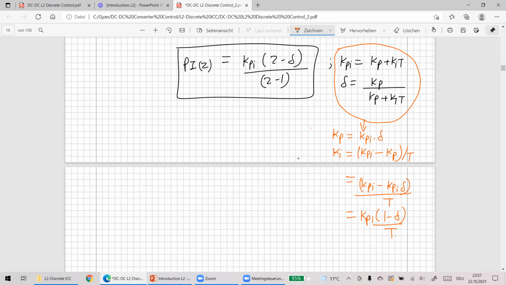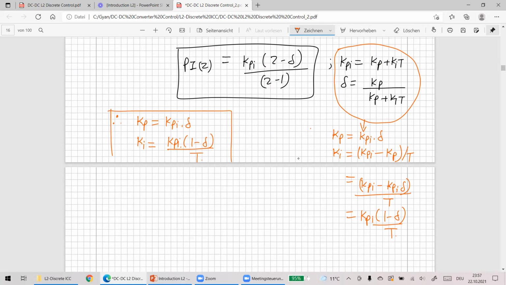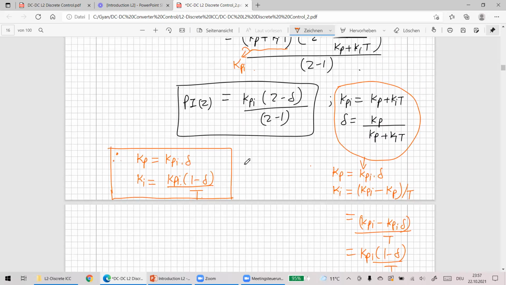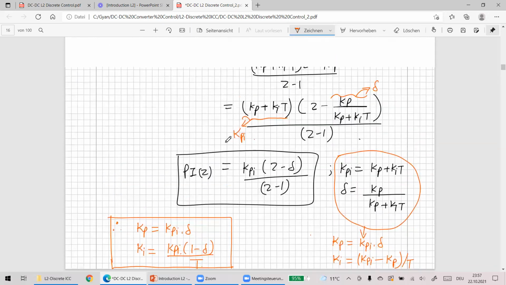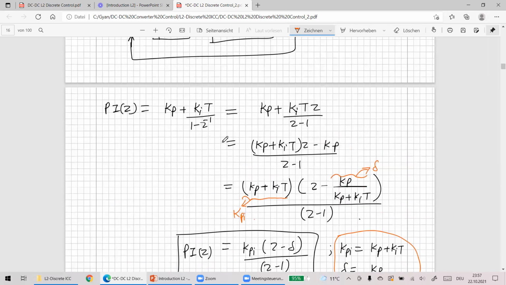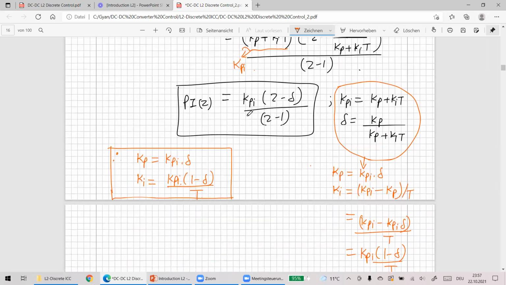So it means you can write KP as KPI into del, and KI is equal to KPI into 1 minus del over T. And again here T is your sampling time. So if you know KPI and del, you can find KP and KI gain, and if you know KP and KI gain, you can also find KPI and del value. So it's just the way of writing it, and you will now understand why I wrote it in this form.